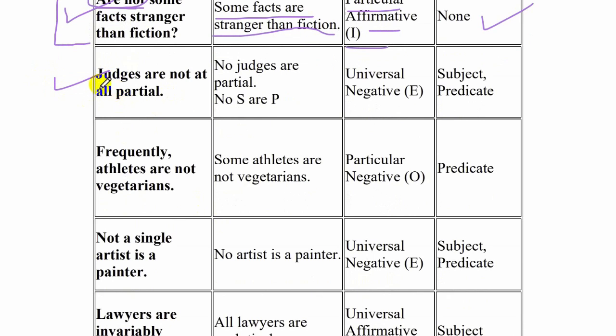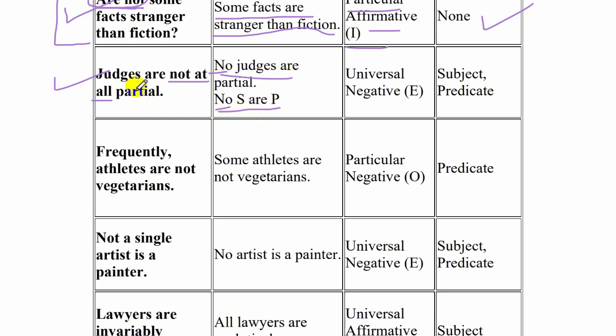Judges are not at all partial. So this is of course an E type proposition. Again, we should not confuse this as an O type proposition. Not at all means no, none, never. Judges are not partial. Okay, no judges are partial.